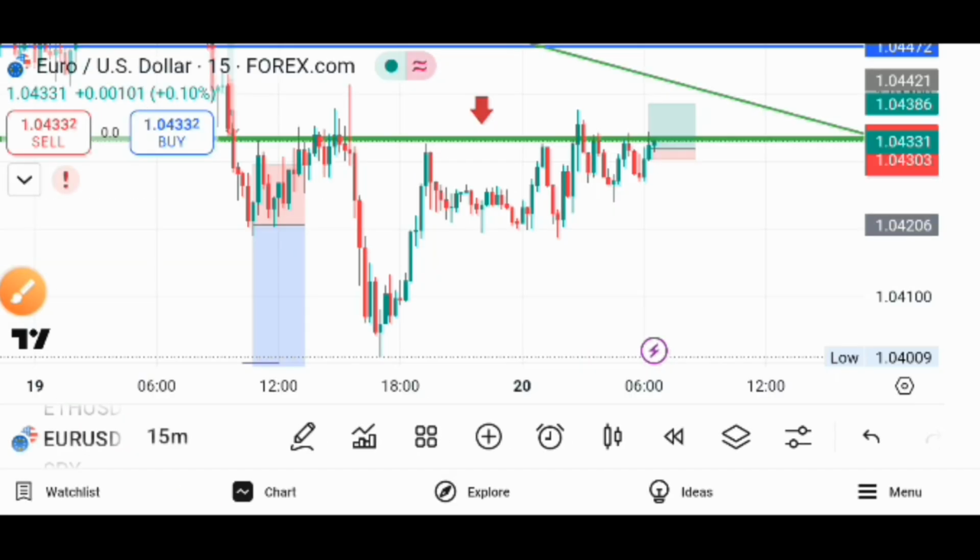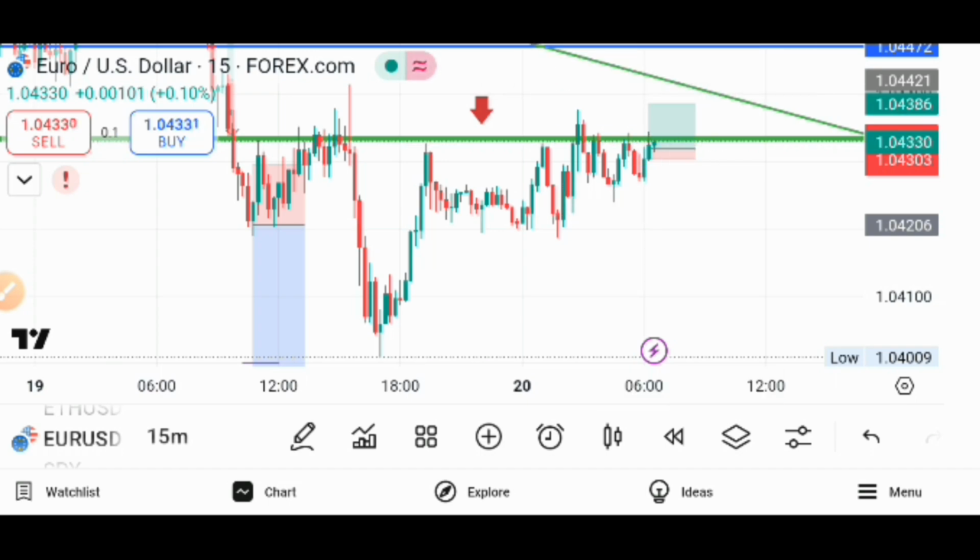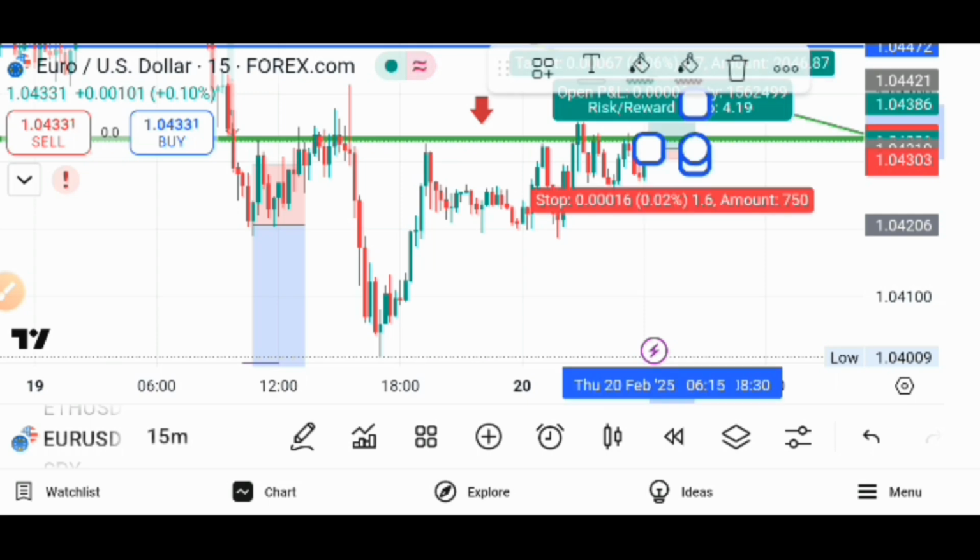I'm still expecting more push to the upside. So I'm still waiting for this market to play out to the levels that I marked out as my take profit, so that I can close. But even if it doesn't work out that way, I will still go out with good profit.